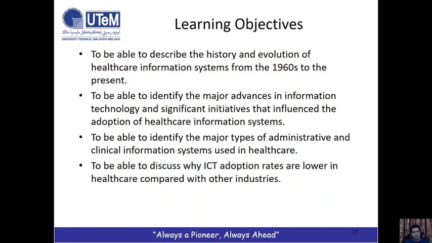When the technology is brought into the business of healthcare services, there are many barriers, and we have to find the adoption factors for the organization to use the healthcare information system. Another learning objective of this chapter is to make sure that you can identify the major types of administrative and clinical information system used in healthcare.